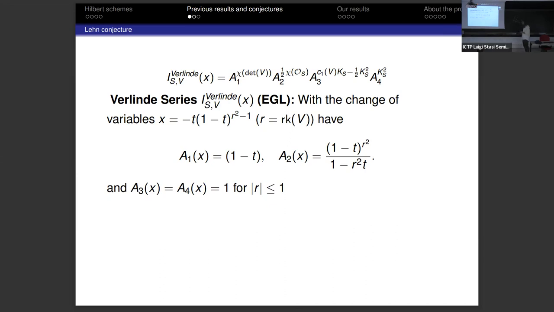And at least when r is very small, 0, 1, or minus 1, these power series just become the constant power series 1. It follows in general that these power series start with 1. Okay, so this is for the Verlinde.